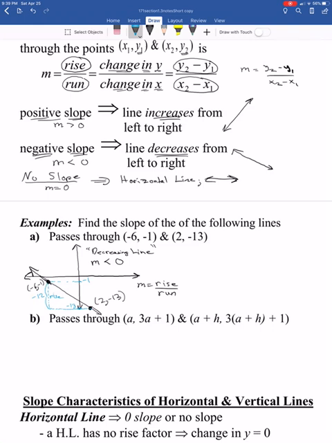And then what's our horizontal distance? How far did we move across on the x-axis? So we went from -6 to 2. So we went right 8 units. There's your run factor, right? The change in the x-coordinates, right? And that's your run factor, your horizontal distance.